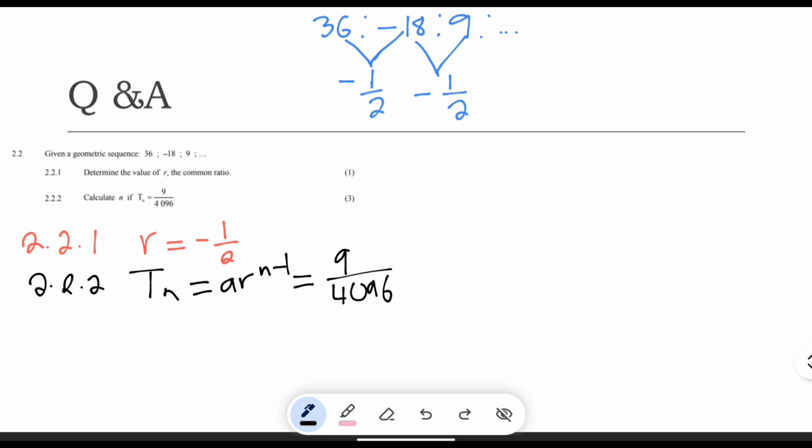Okay, so what is our a in this case? Our a is the first term of the geometric sequence, and our first term is 36, and then our r is minus 1 over 2, and then we'll have it to the power n minus 1. That will be equal to 9 over 4096, right? Okay, let's move on.